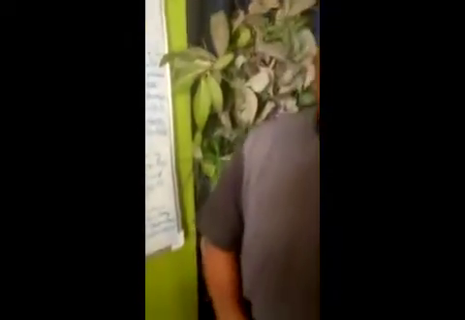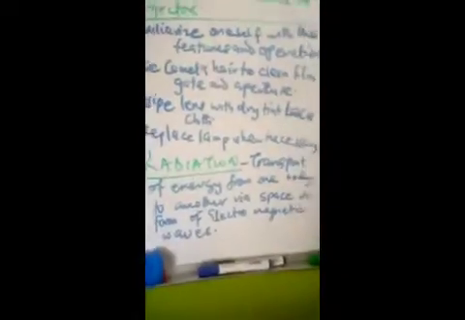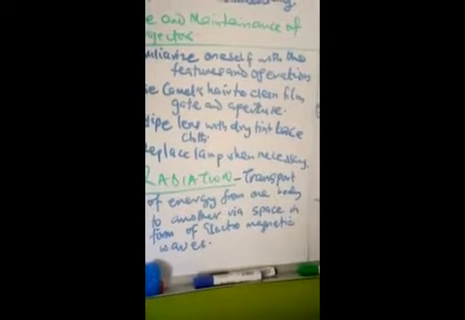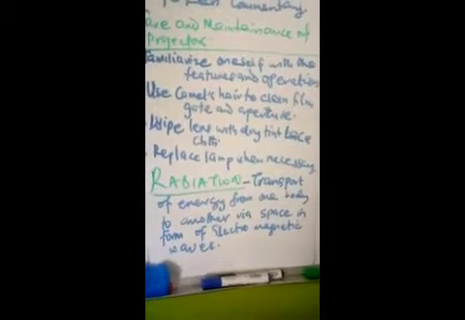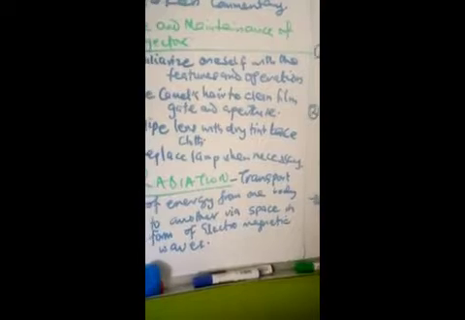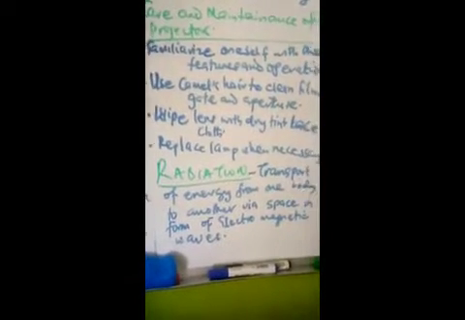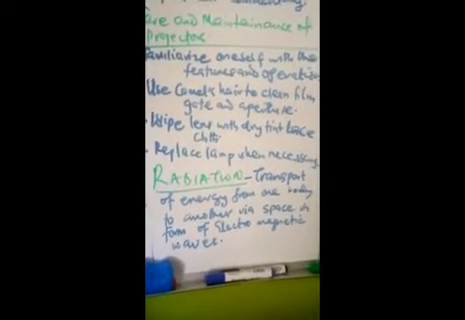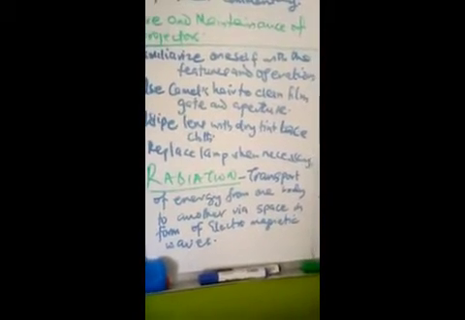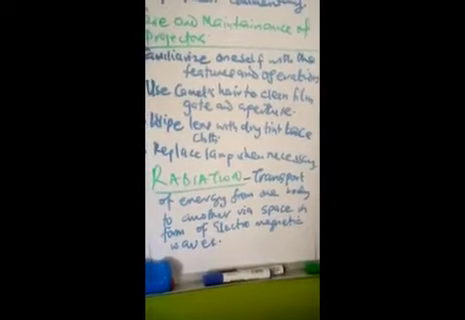And that will take us to radiation. What is radiation? Radiation is the transport or transfer of energy from one body to another through space in the form of what? Electromagnetic waves. Take it again. Transport or what? Transfer of what? Energy from what? One body to another through what? Space in the form of what?